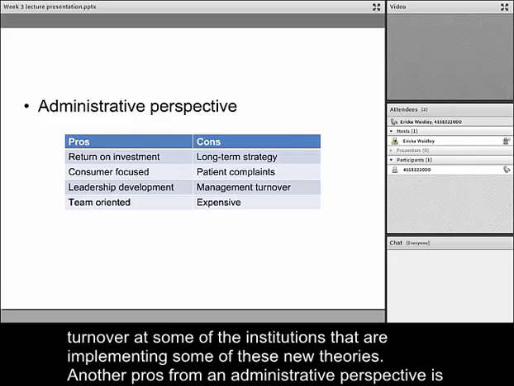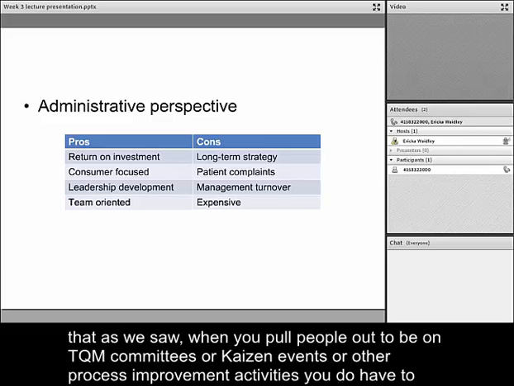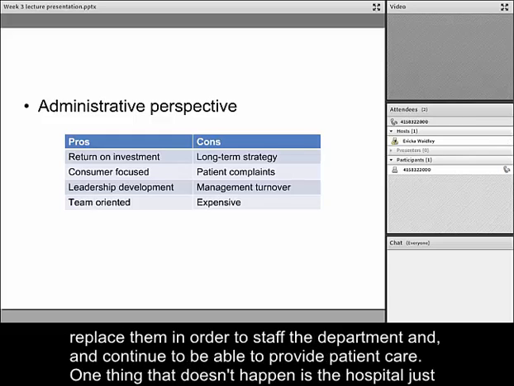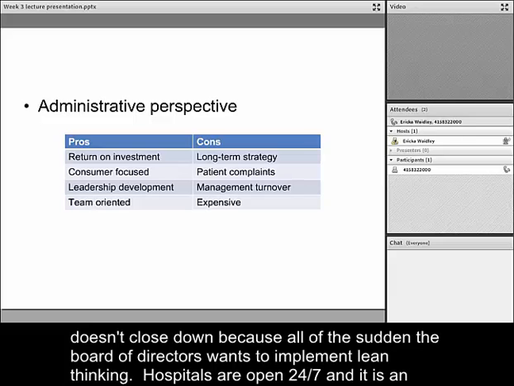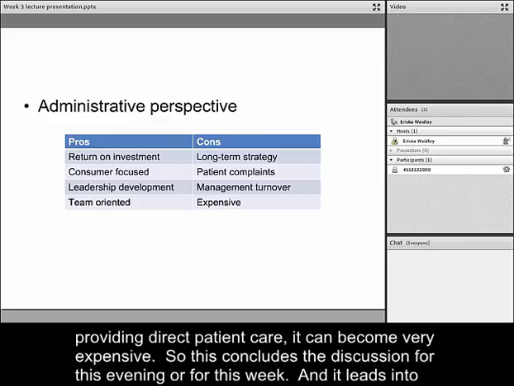Another of the pros from an administrative perspective is that it is team-oriented. So there's an opportunity to get everyone involved in the process and able to participate in the culture change. But by doing that, as we saw, when you pull people off to be on TQM committees or Kaizen events or other process improvement activities, you do have to replace them in order to staff the department and continue to be able to provide patient care. One thing that doesn't happen is the hospital just doesn't close down because all of a sudden the board of directors wants to implement lean thinking. Hospitals are open 24/7, and it's an expensive endeavor as it is to staff 24/7. So when you bring in this parallel activity, very much related to patient care, but not on the floors providing direct patient care, it can become very expensive.